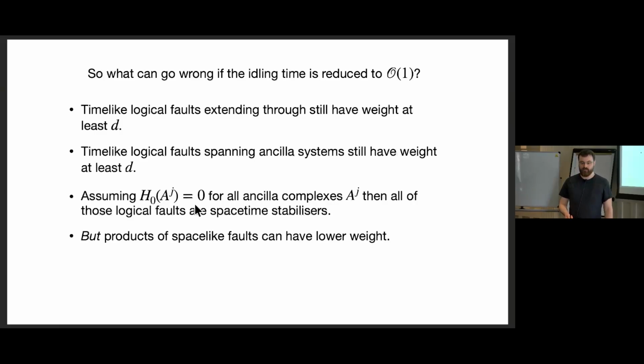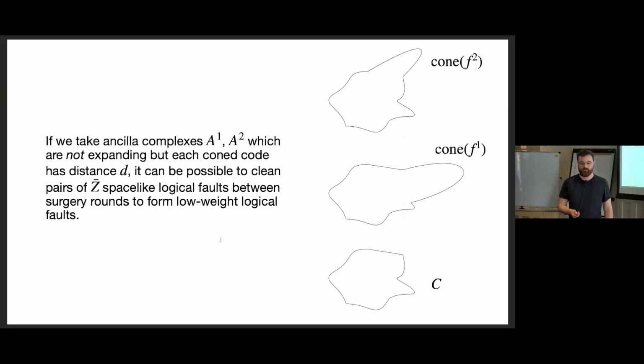Assuming that I've got this exactness property, then I don't need to worry about the funky equivalence classes of logical faults anymore. But the main problem is that if I have some space-like logical faults, which are on different successive rounds of logical measurement, so they live in different deformed codes, then I can take products of these and clean them with space-time stabilizers to make lower weight logical faults. So I've got some little diagram here. So let's say that we've taken our A complexes to not be actually expanding, but just done the minimal possible thing to get the cone code to have distance d.